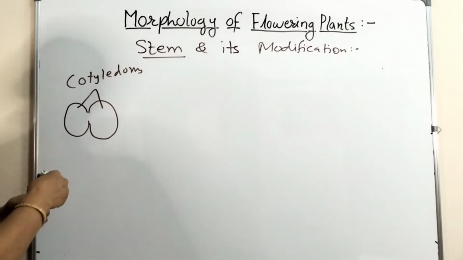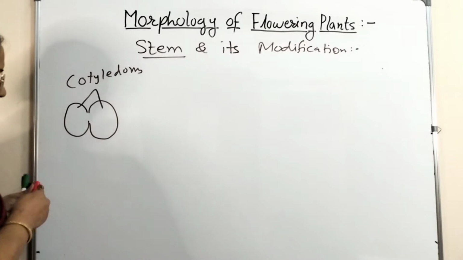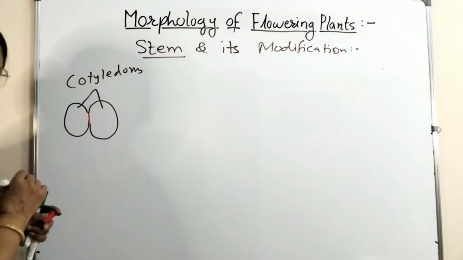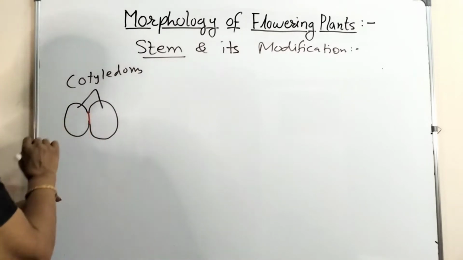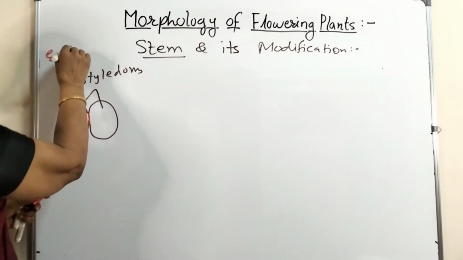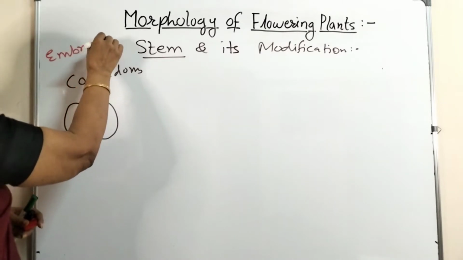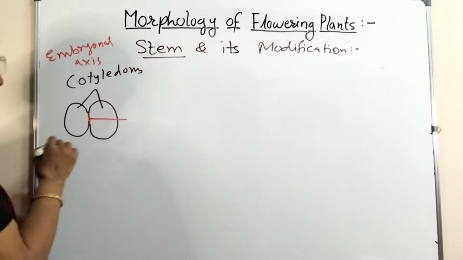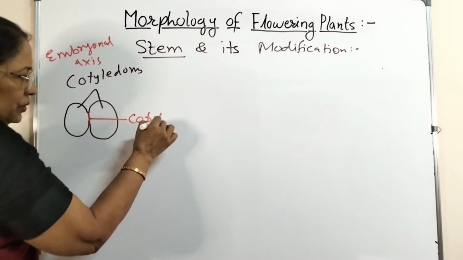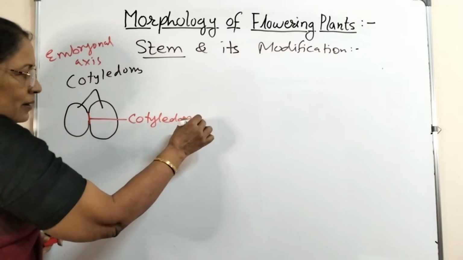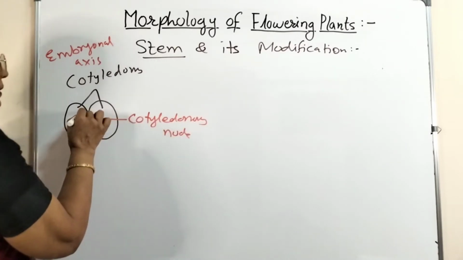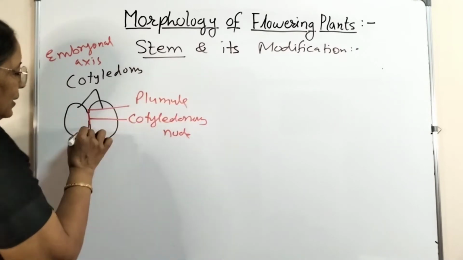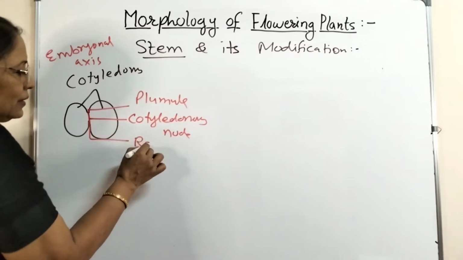And then at this center, you might miss a structure which is actually going to give rise to the whole plant. This structure is called embryonal axis. Its center has three parts. This is the cotyledonous node. And at the top, this is the plumule. And here it is the radicle.